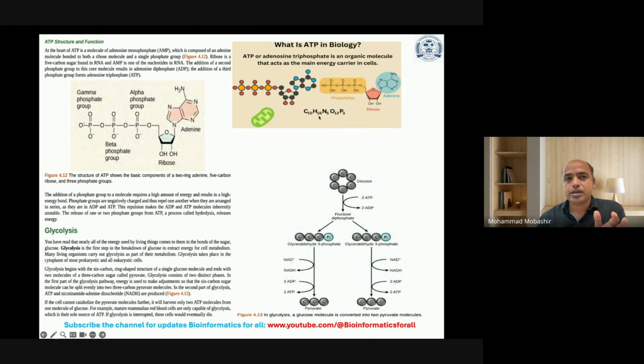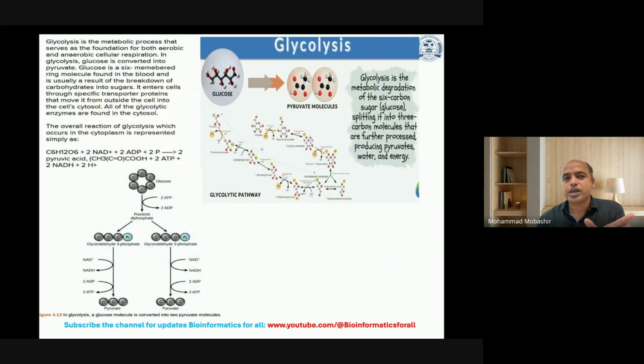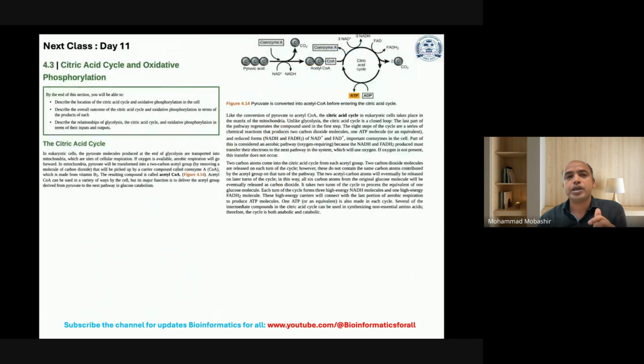After this, you go for a summary of glycolysis. That is, glycolysis is the metabolic degradation of the 6 carbon sugar molecule, glucose, which splits into 3 carbon molecules that are further processed, leading to the production of pyruvates, water, and energy. So what you get from glucose is pyruvates, water plus energy, and that energy finally is ATP.